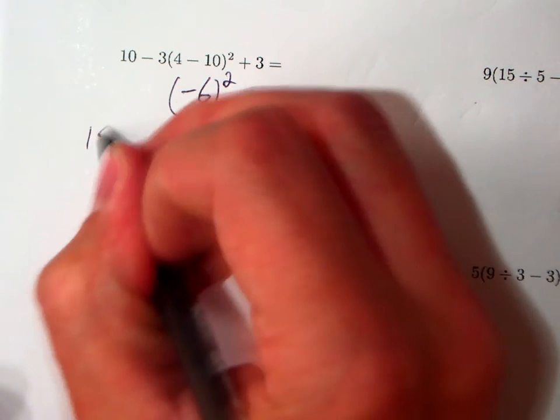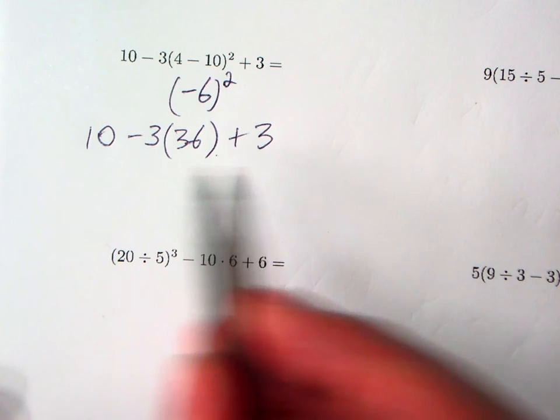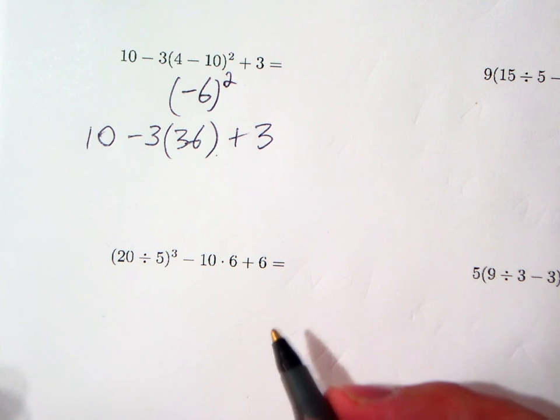The rest carries down. 10 minus 3 times this quantity plus 3. So I have addition, subtraction, and multiplication. The next thing I do is multiplication. 3 times 36 is 108.